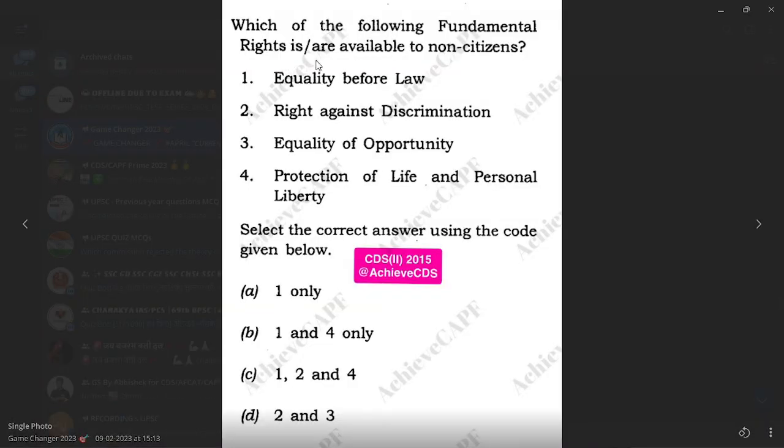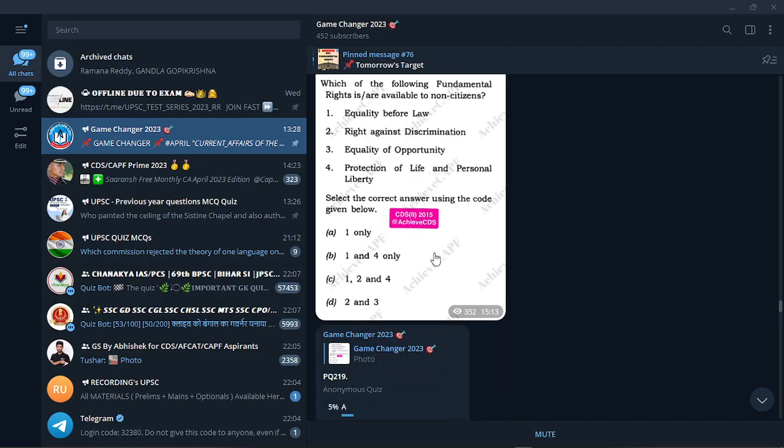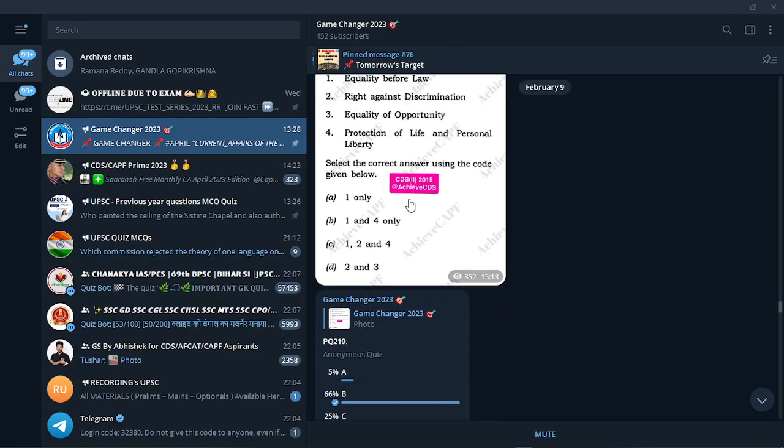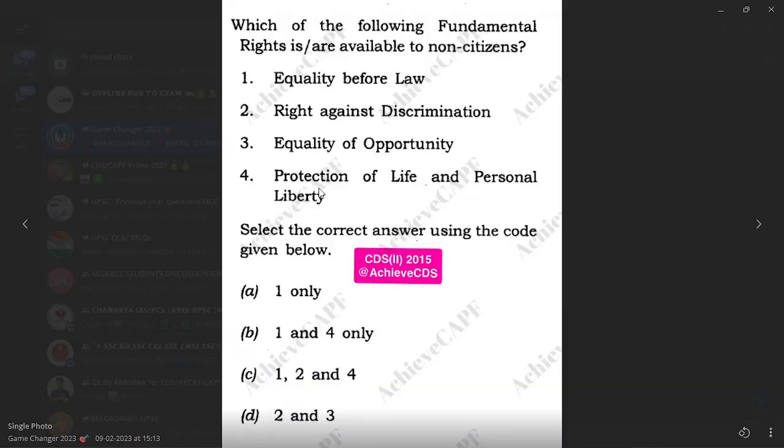Which of the following fundamental rights are available to non-citizens? Equality before law, right against discrimination, equality of opportunity, protection of life and personal liberty. 1, 2, 4. C. D, 1 and 4. Only 1 and 4. What is the 2? Right against discrimination. Okay.